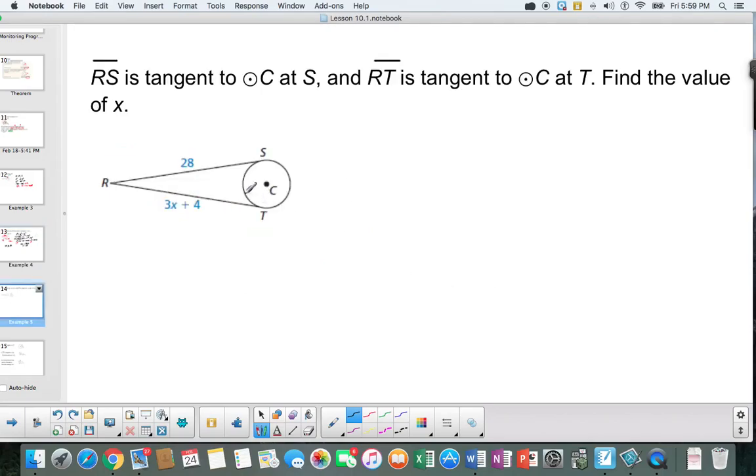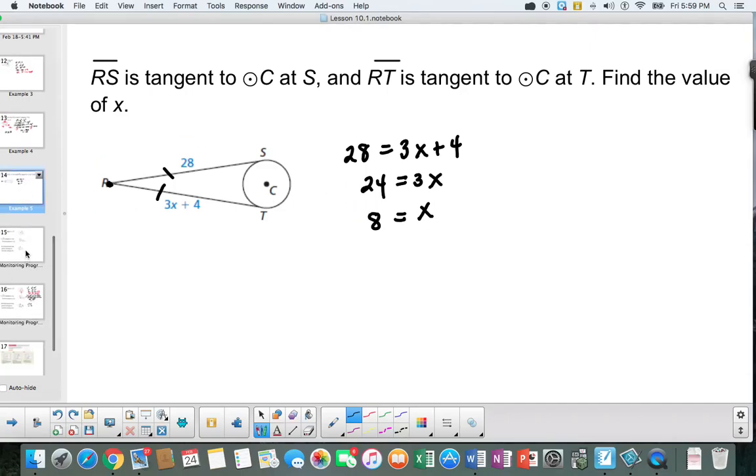Okay, it says that RS is tangent and RT is tangent. Since they're tangent from the same external point, I know they're congruent to each other. So 28 is equal to 3x plus 4. So 3x is equal to 24, and therefore x is equal to 8. So that's a value of 8 that makes both of those tangent to each other.